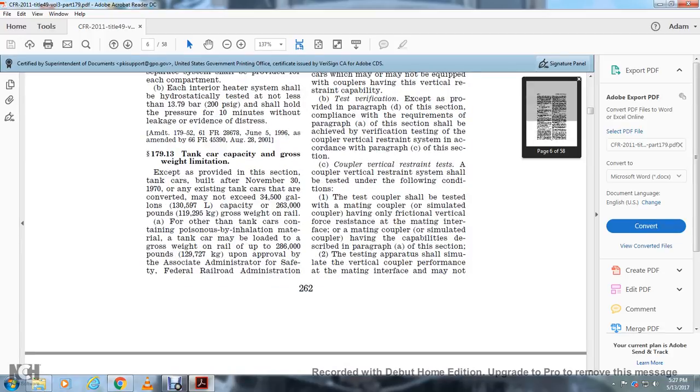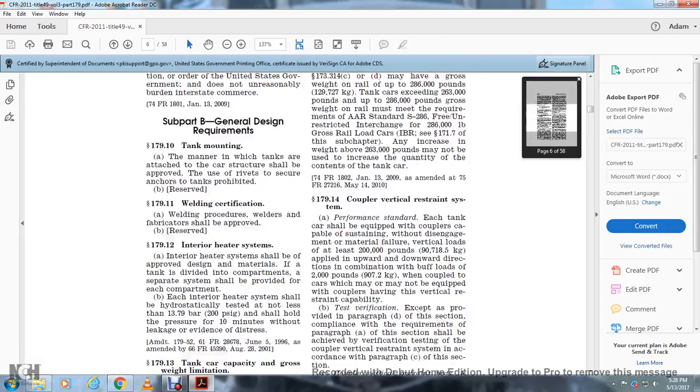Tanker car capacity and gross weight: except as provided in this section, tanker cars built before November 30th, 1970 and existing tanker cars that are converted may not exceed 34,500 gallons capacity or 263,000 pounds gross weight on the rail. For other than tanker cars containing poisonous inhalation material, the tanker car may be loaded with a gross weight on the rail up to 286,000 pounds upon approval of the Federal Railroad Administration.